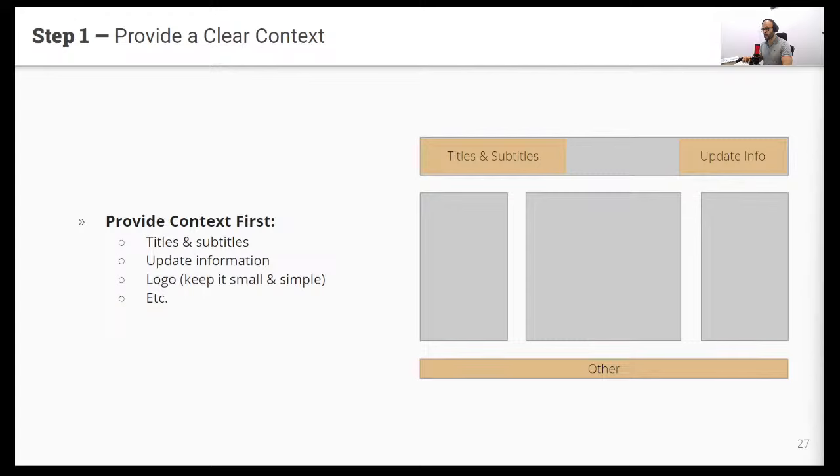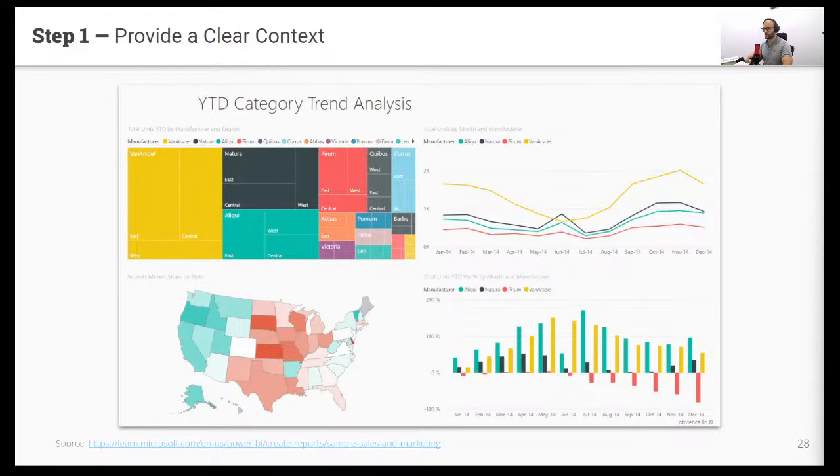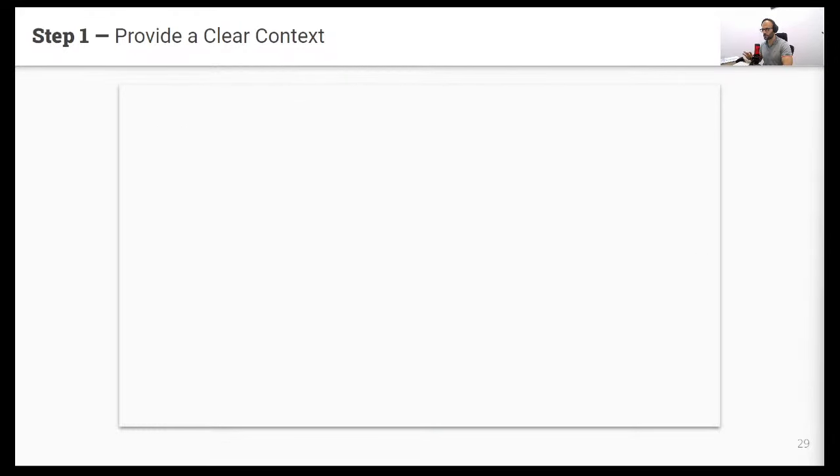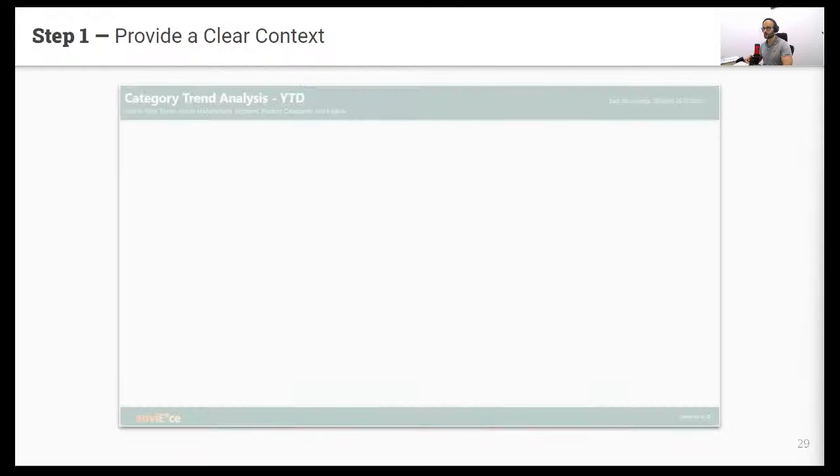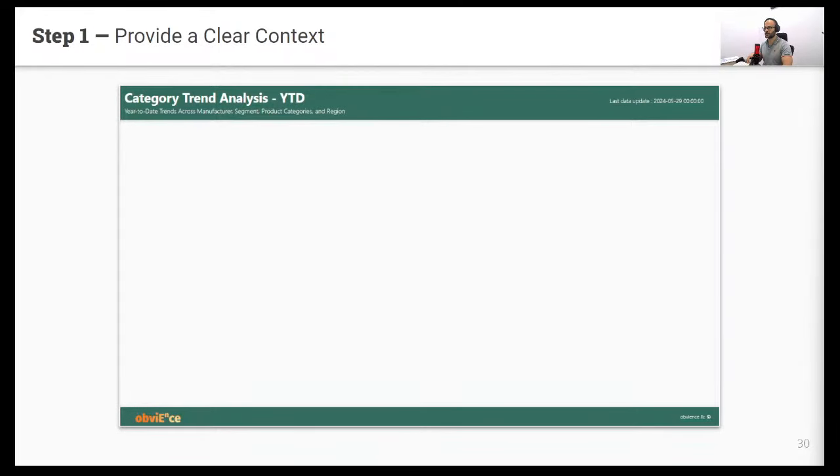So going back to our example, if we start with this year-to-date category trend analysis report, let's start first by removing everything. Let's make the page blank. What we can do then is we provide the context for the user. That means we put a better title, a subtitle to clarify even more, put the logo and who has created it at the bottom in the footer, because it's not that important to know. So having that, we can move on to step 2.